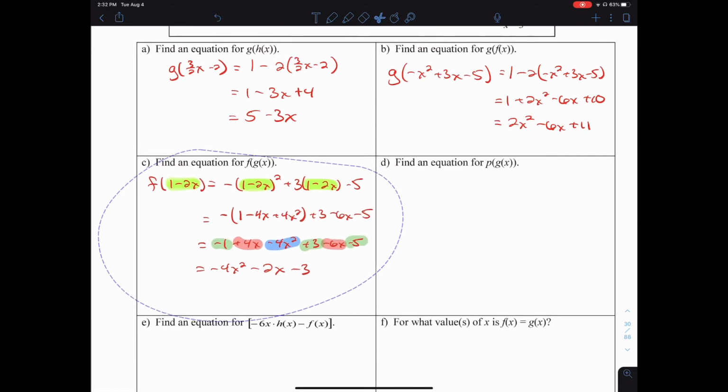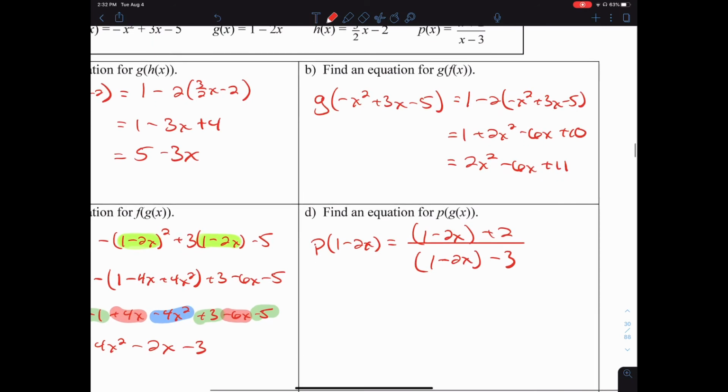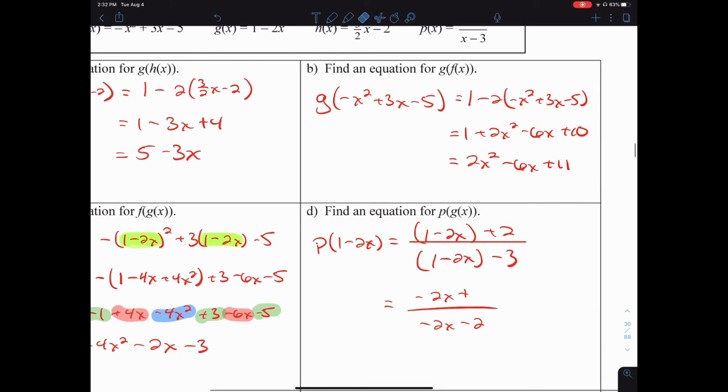Alrighty, D, P of g of x. So in function P, we're going to replace all the x's with g of x, 1 minus 2x. Function P is x plus 2 over x minus 3. Our x's are 1 minus 2x. Combine like terms in the numerator, you get negative 2x plus 3. In the denominator, you're going to get negative 2x minus 2. Done.